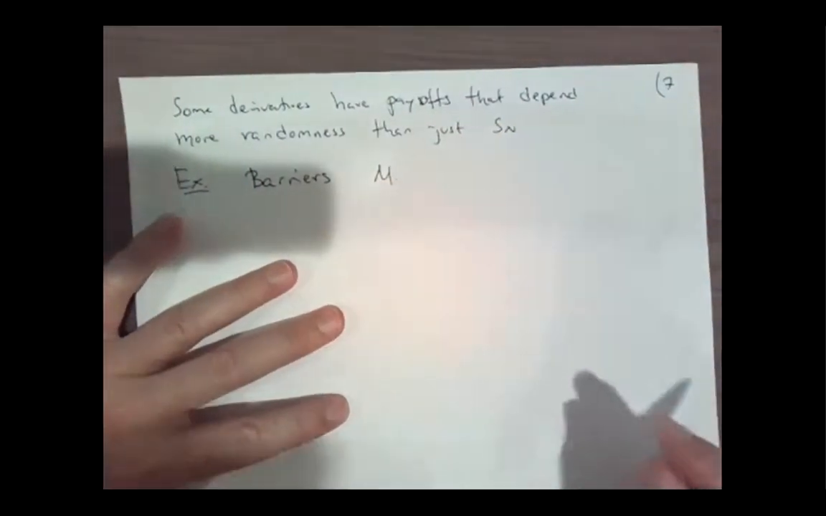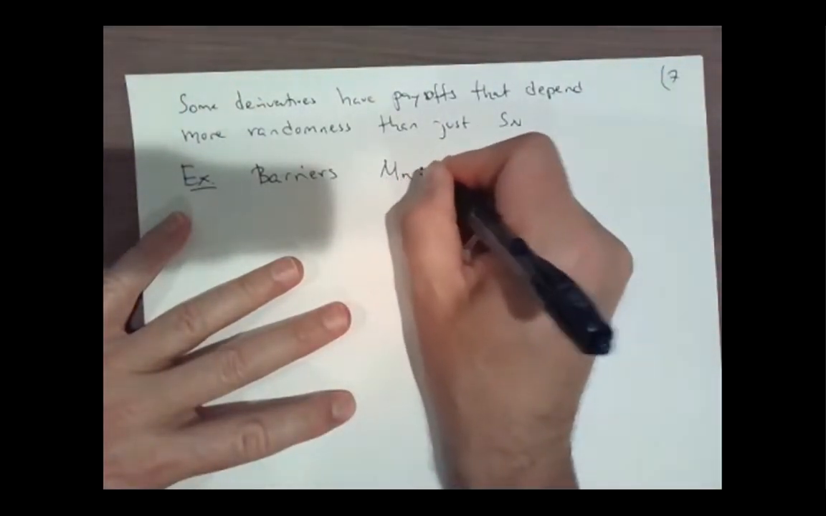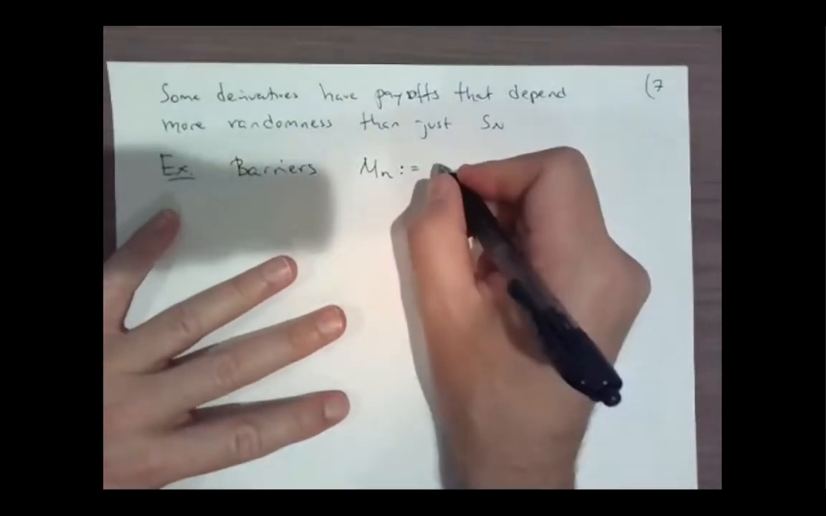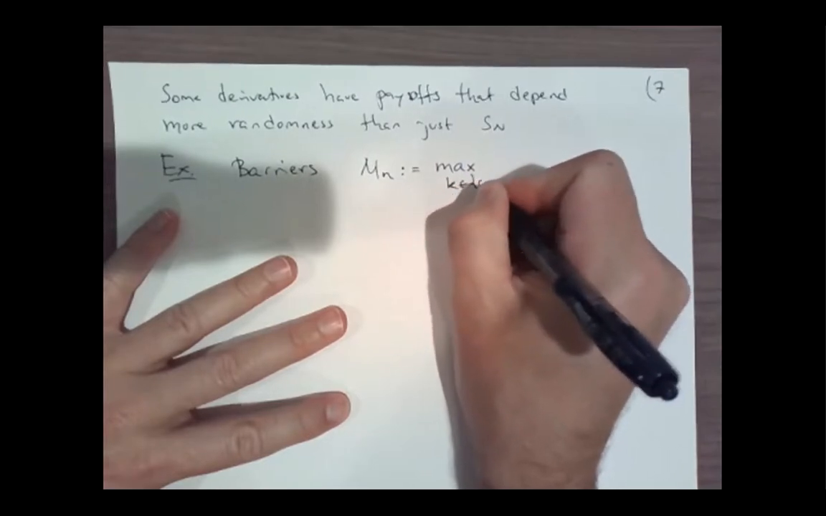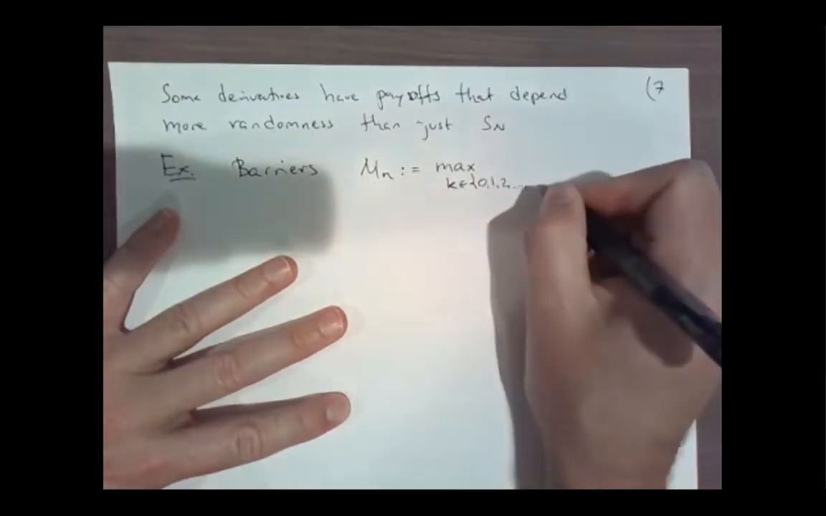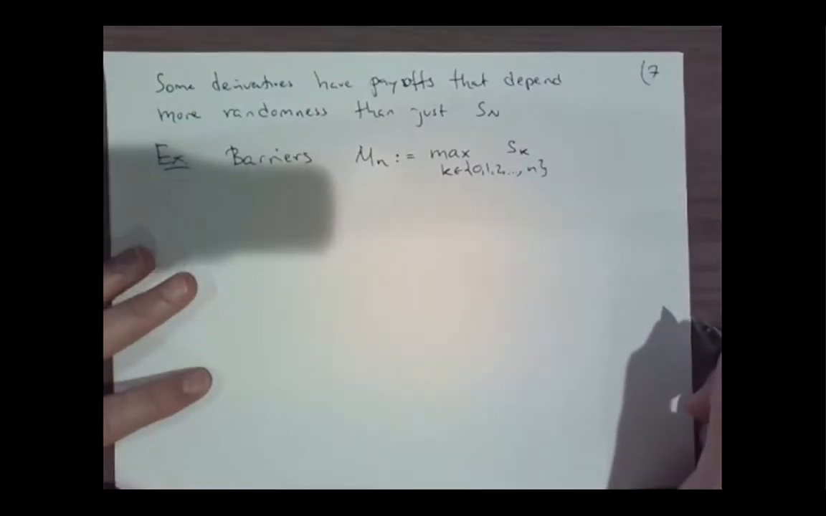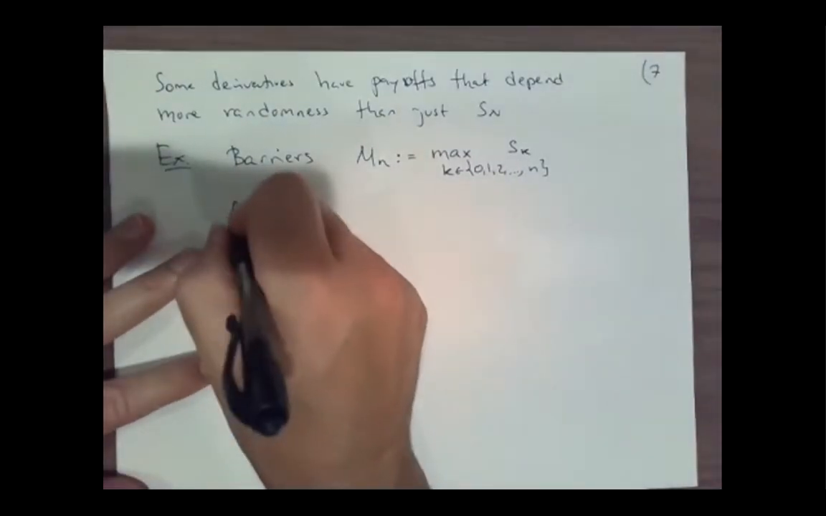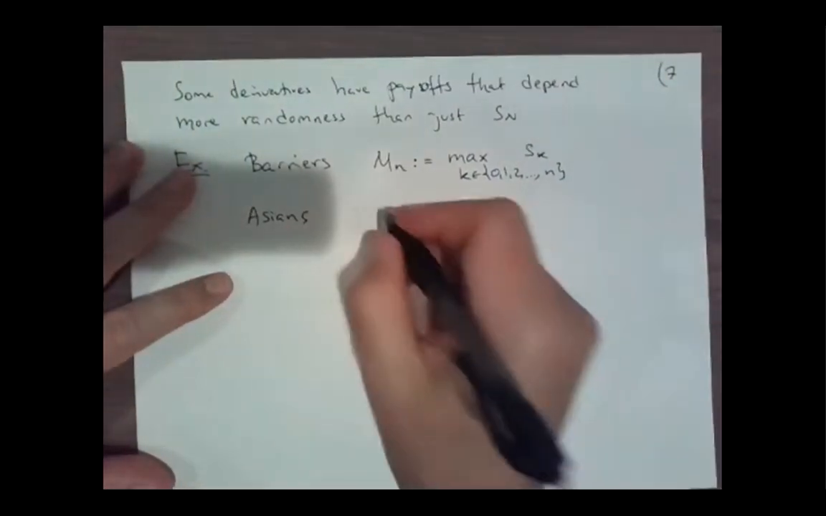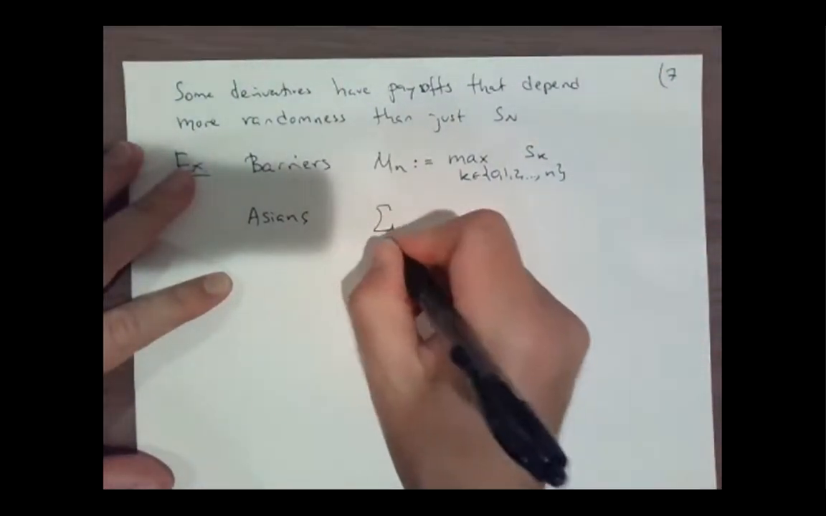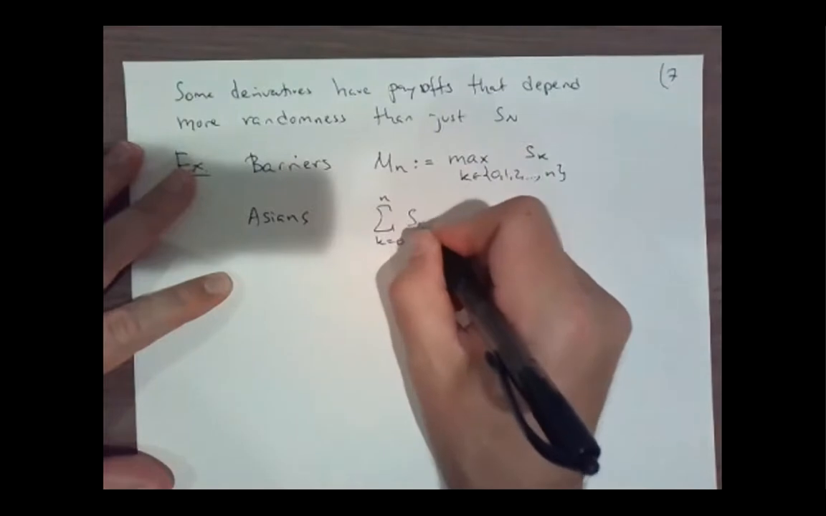So which one is it I want to do today? I want to do the maximum. So the maximum will be: take the maximum stock price up to time n. Another example is what you had in your homework, Asians. Then you'll need to look at the sum, say from k equals 0 to n of the stock price.